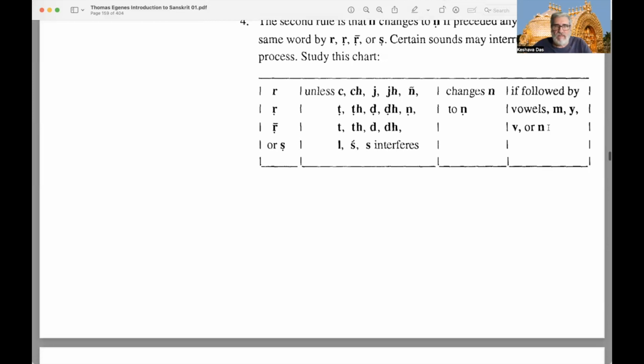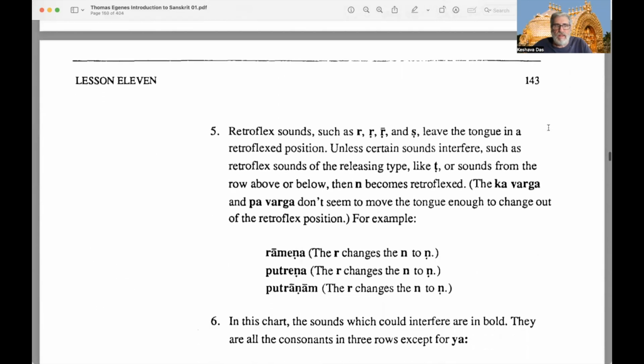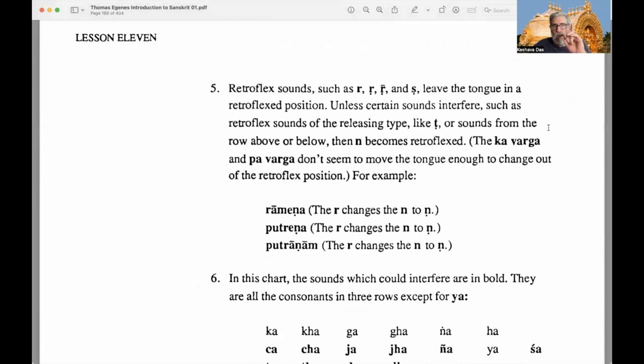So let's just carry on. All right. So now let's continue with understanding of that second rule about dental N changing into cerebral N.